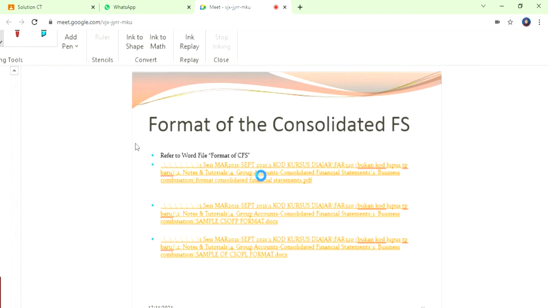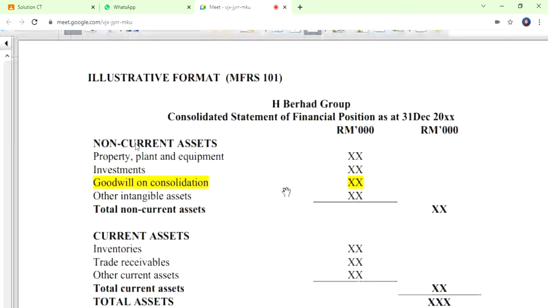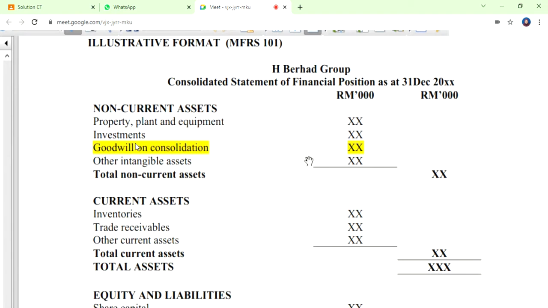All this format, all this are already used as well. This one is going to be extracted from MFRS 101. This is another standard on the presentation of financial statements. So you see the consolidated statement of financial position. There are things that we need to take note. Mesti awak ambil perhatian.